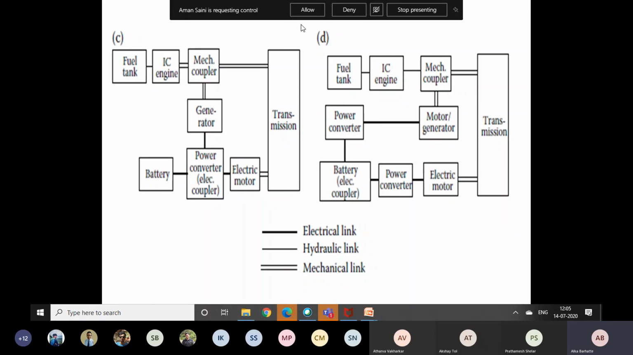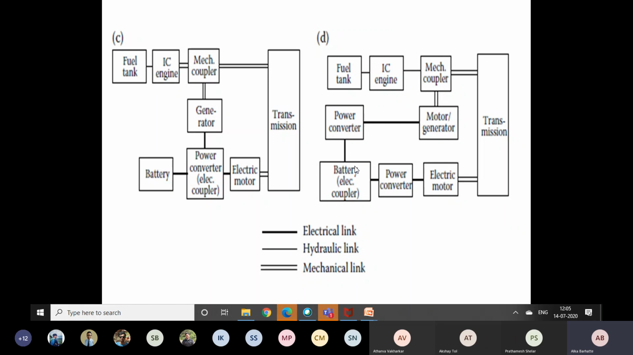Two separate power chargers are used for charging your batteries, as well as to pass the IC engine power to the transmission. That means the engine is separately coupled to the transmission, and the excess power through this power converter is used to charge the batteries. Whereas this power converter is used to drive your motor whenever we need to supply additional energy to the transmission.